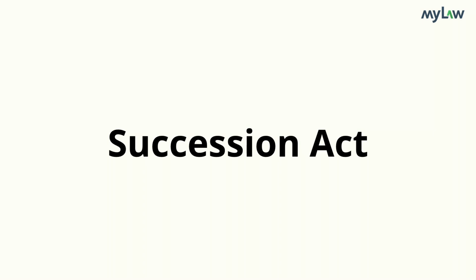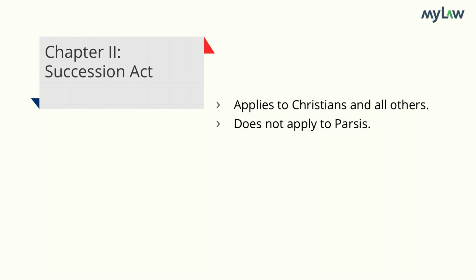The Succession Act applies to people of all the other faiths. This includes Christians, Jews, Parsis, and persons who contract marriages under the Special Marriage Act of 1954. Chapter 2 of the Succession Act applies to those who are not Parsis. This includes Christians, Jews, and other persons to whom the law applies.